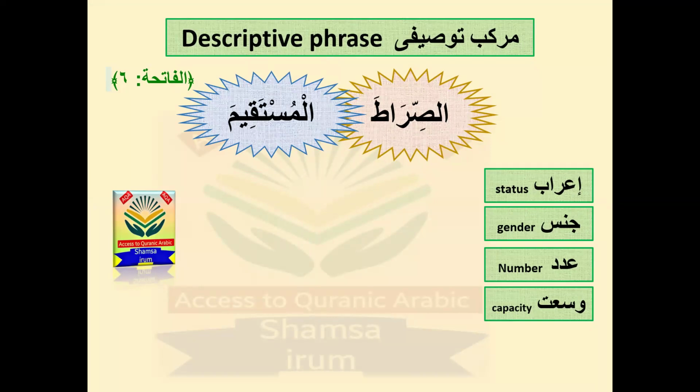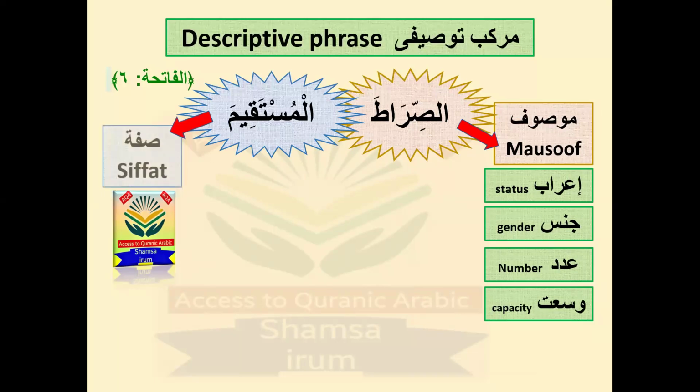There are two words in front of you: as-sirat al-mustaqim. As-sirata is the first part of the descriptive phrase, the mawsuf, and al-mustaqima is the sifa, the second part of the descriptive phrase. So now we will check the qualities of both mawsuf and sifa. Are they matching with each other or not?